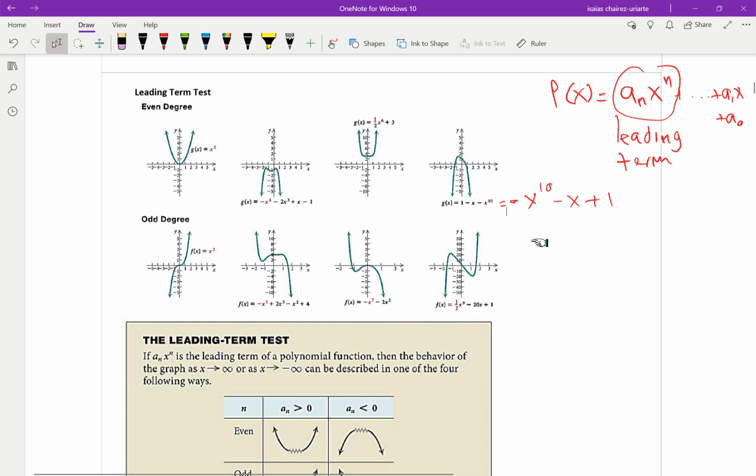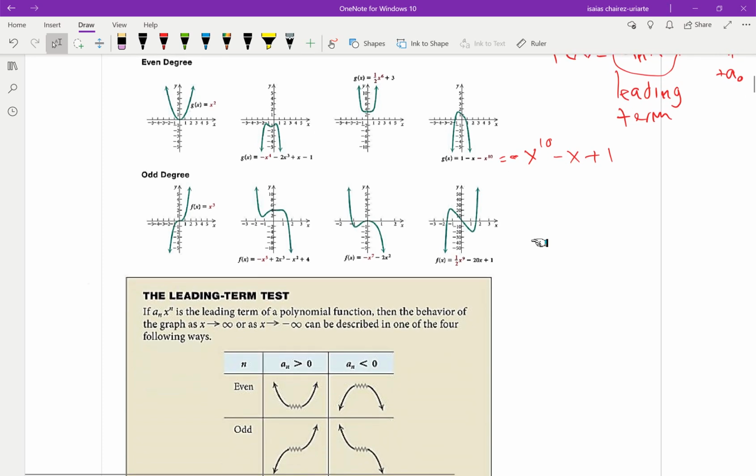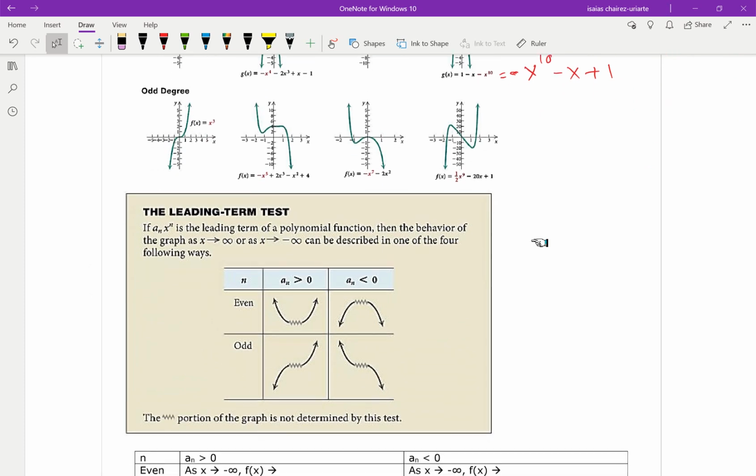So hopefully you see the pattern that's happening here, and that's what this next little box is going to tell us. Just by looking at the leading term, first of all, if n is even, our graph looks either like a U or an upside down U. If it's odd, we have this lower left to upper right or upper left to bottom right behavior.